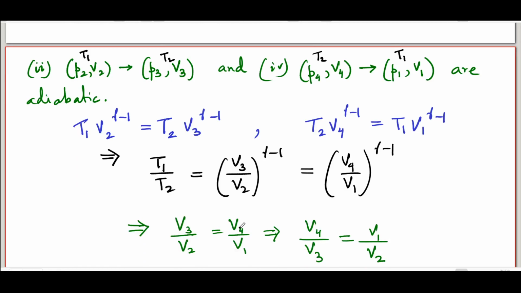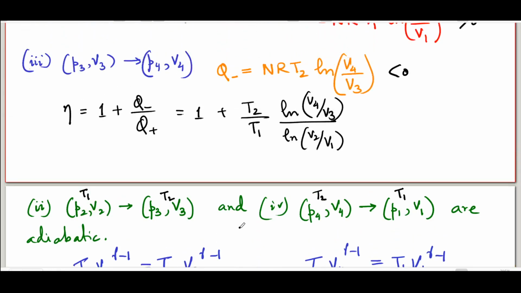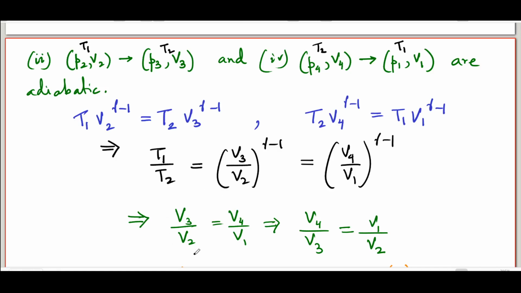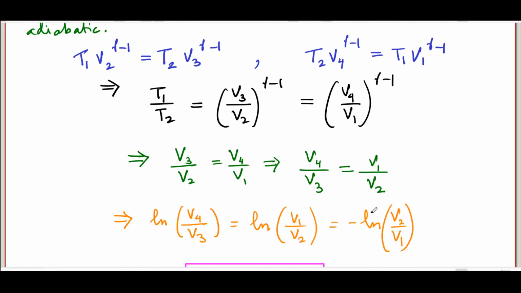Now, why is that important? Because it gives us a relationship between these two logarithms. Note here you have V4 by V3 and here you have V2 by V1. Basically the two expansion ratios. From the formula that we have just derived, it's very easy to see that V4 divided by V3 is the same as V1 by V2. So log of V4 by V3 is of course log of V1 by V2, but that means it's negative of log of V2 by V1.